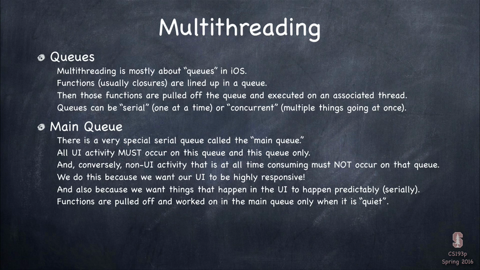Now, the main queue can only pull a closure or a function off of the main queue and work on it when it's quiet. In other words, it's not off doing something else, like drawing or something like that. Now, the system is using the main queue behind the scenes all the time.